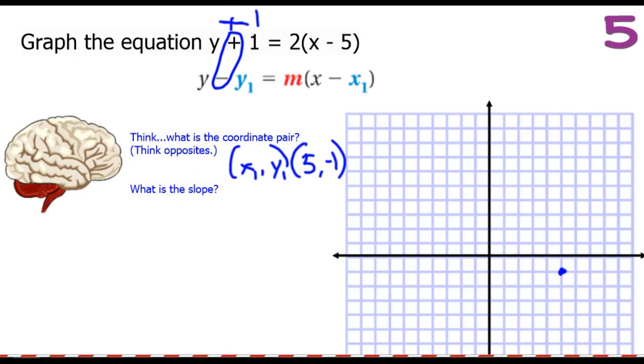Now the second thing we got to think of is what is the slope? Well, it looks like in our m spot here is 2. So our slope is 2, or 2 over 1. So we're going to go up 2 over 1, up 2 over 1, or we could go down 2 to the left 1. And all we need to do is make our line. It's not the best line, but it gets the job done.